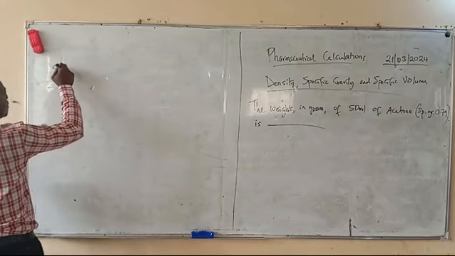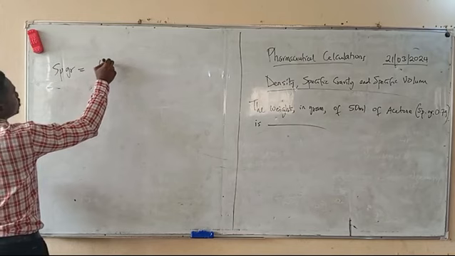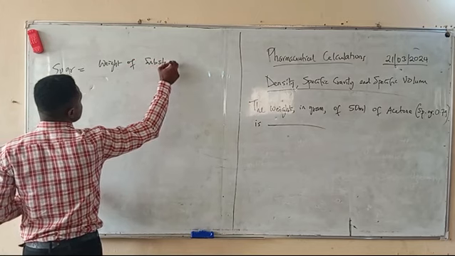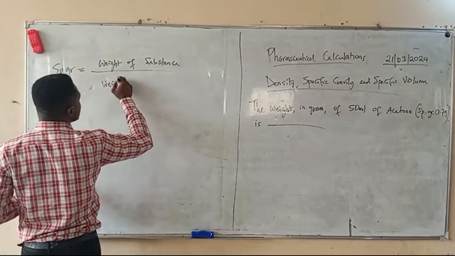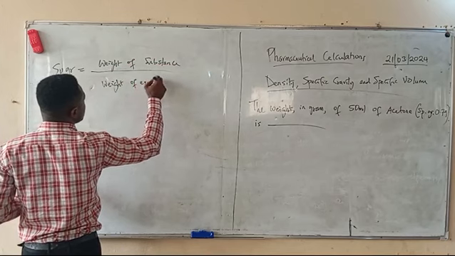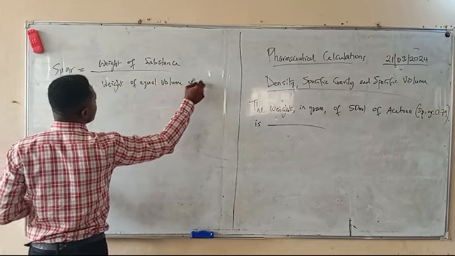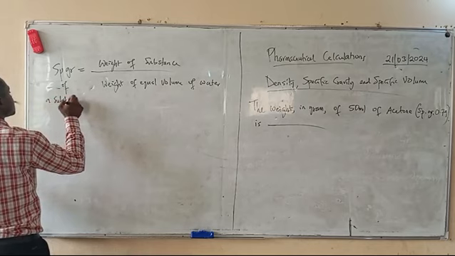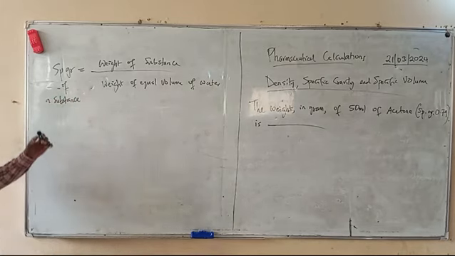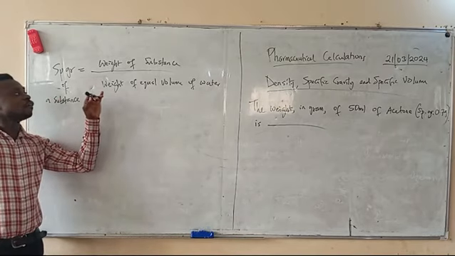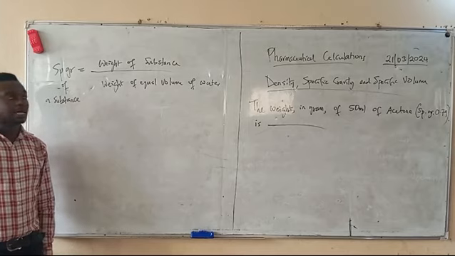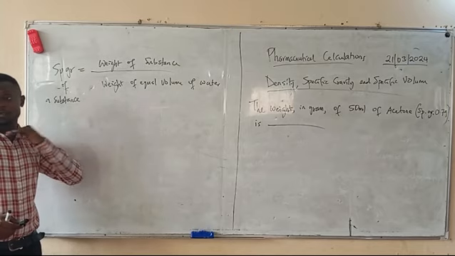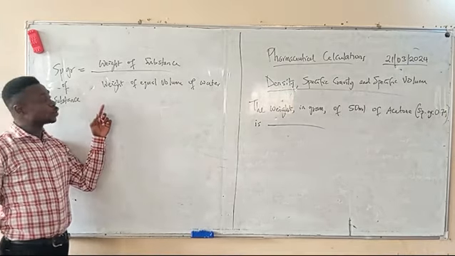So mathematically, specific gravity of a substance is the weight of the substance over the weight of an equal volume of water. Specific gravity has no units because weight will cancel weight. Am I communicating? Now, let me explain what I mean by weight of equal volume of water.